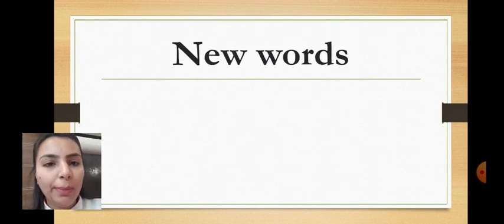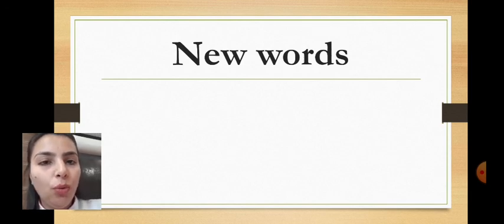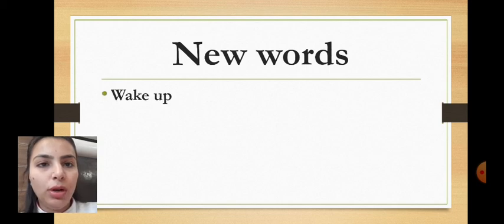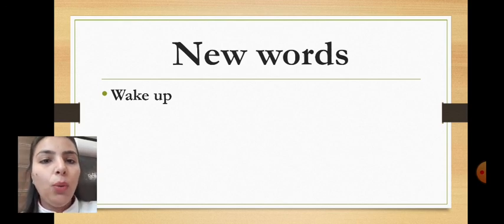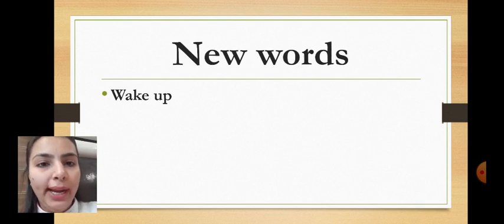You have to write the name of the chapter on a new page in your notebook and then write question number first, New words. Our first new word is wake up. WAKE, wake. UP, up. Now the second is sun rises. SUN, sun. RISES, rises. Sun rises.